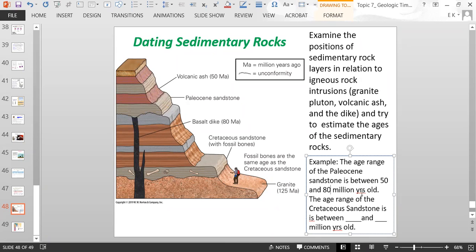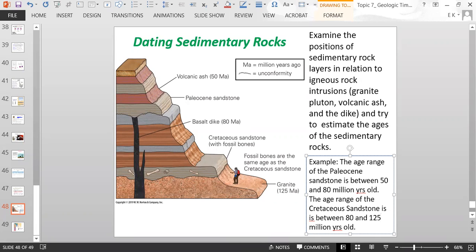And then we have the age range of the Cretaceous sandstone. So let's do that one. Yes, that is correct. So we have between 80 and 125. Yes, because we have the granite down here, which is 125 million, and then the basalt dike, which is 80. And then here's the Cretaceous sandstone.